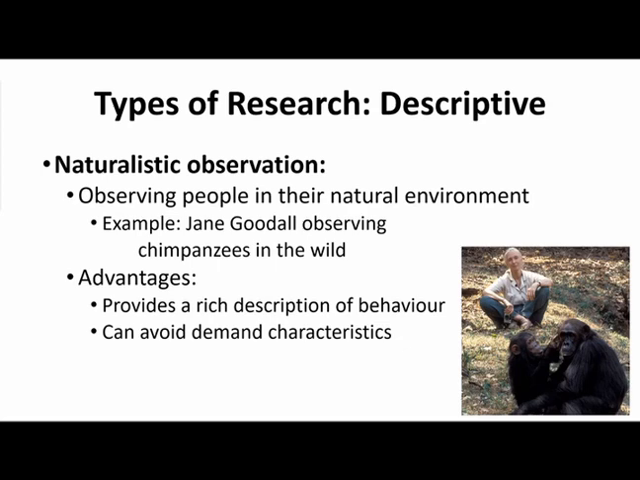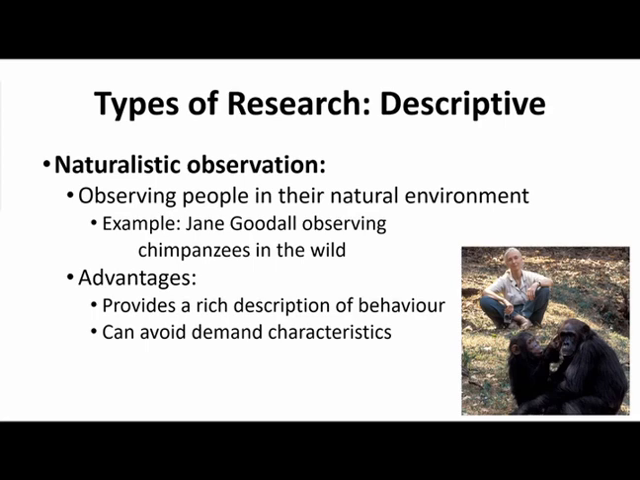Our next type of descriptive research is another cool one, which is naturalistic observation. And this is when you observe people in their natural environment. So a great example of this would be Jane Goodall observing chimpanzees in the wild. So she went out, stationed herself in the environment, and observed their behavior. There's some advantages here. You can get a rich description of behavior. If you're sitting there watching chimpanzees all day, every day, you're collecting lots of data. You're learning a lot about what they're doing.